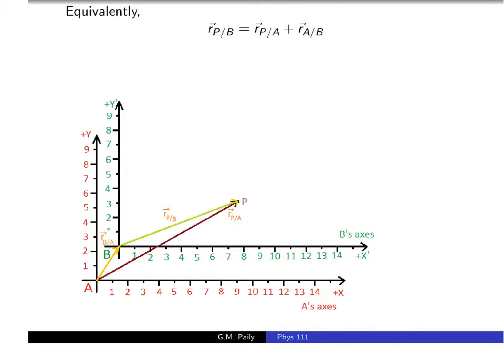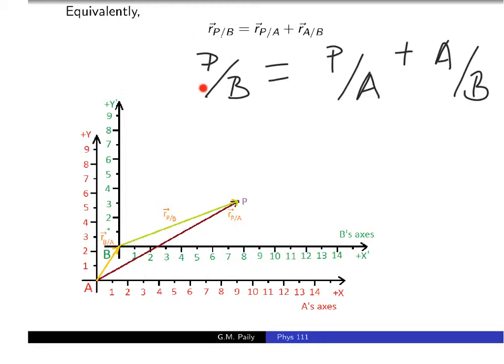As we have seen earlier, we can write the relation between the vectors like this. The advantage of writing it like this is that we notice that the middle letters essentially cancel out. This gives us an easy way to remember how to write the relation. We see that P is on top over here and on top over here. B is on the bottom over here and on the bottom over here. And A essentially cancels out.